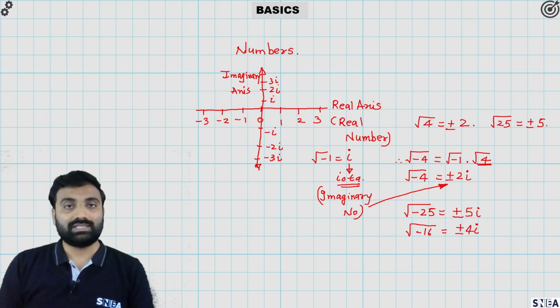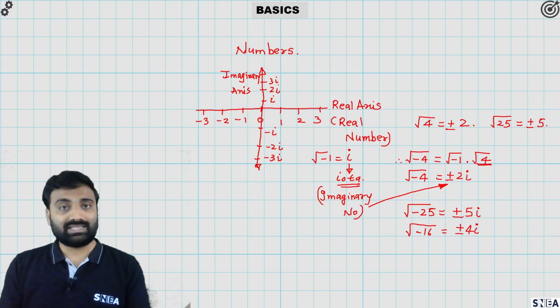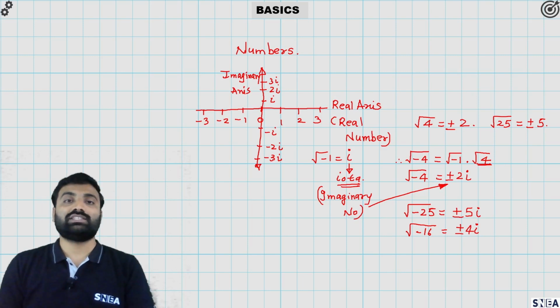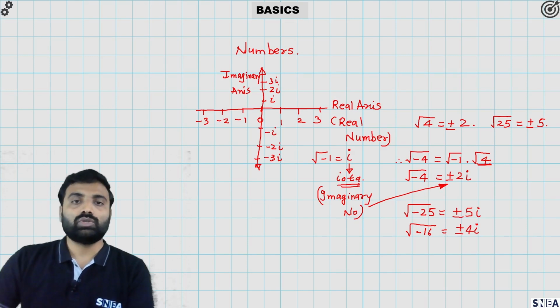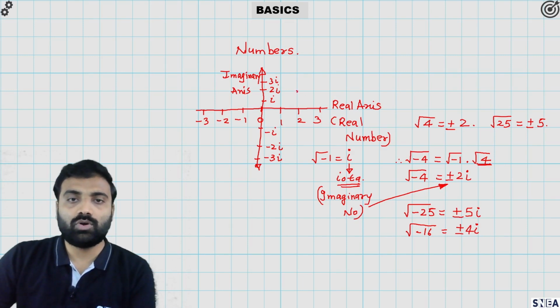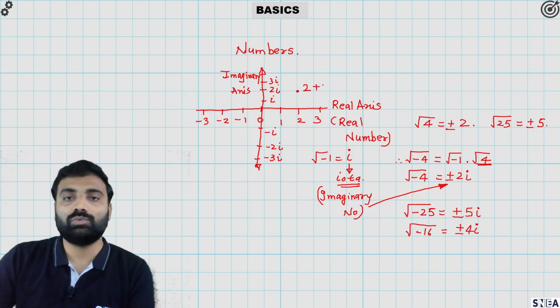I hope you are understanding. Take the real axis as the x axis and the imaginary axis on the y axis. So if I write this point here, at which distance is this point? At a distance of 2, and vertically at 2i. So here I will write 2 + 2i.